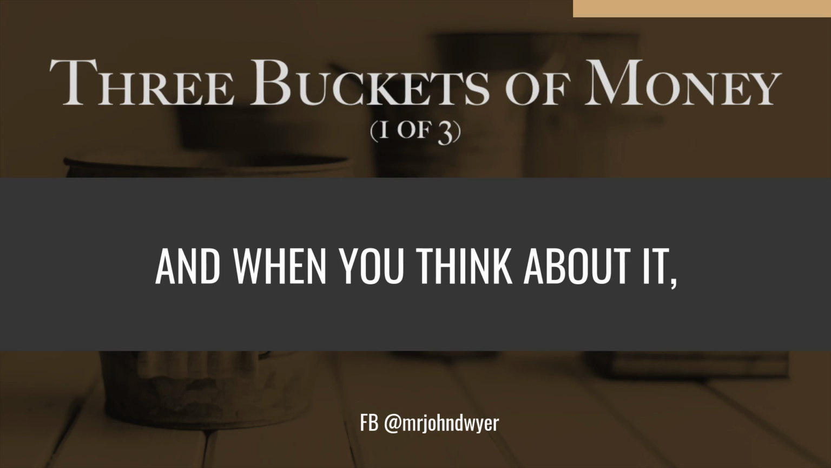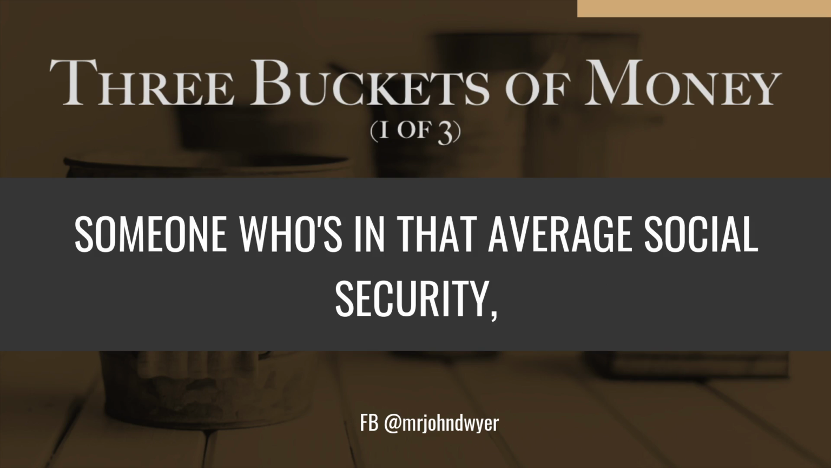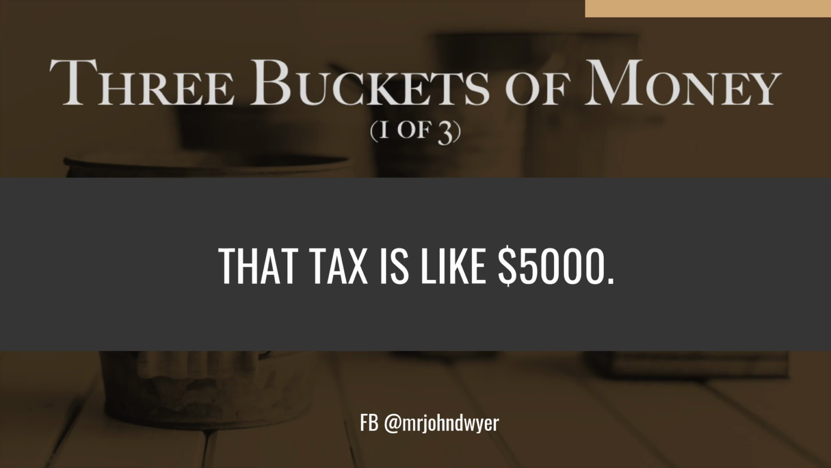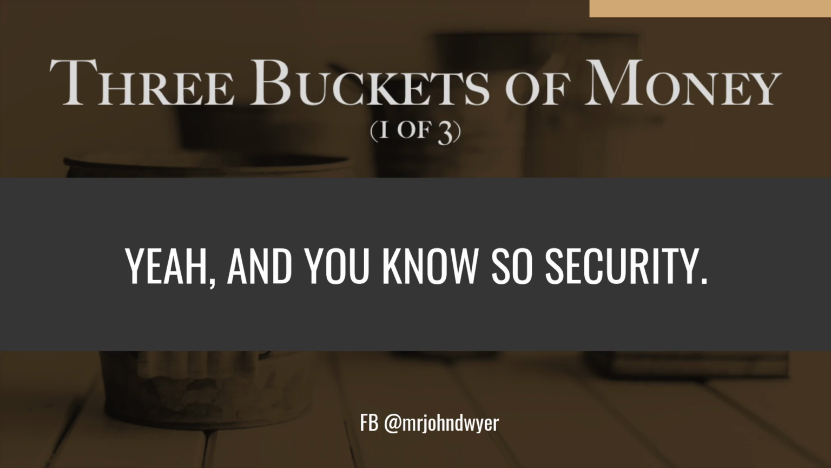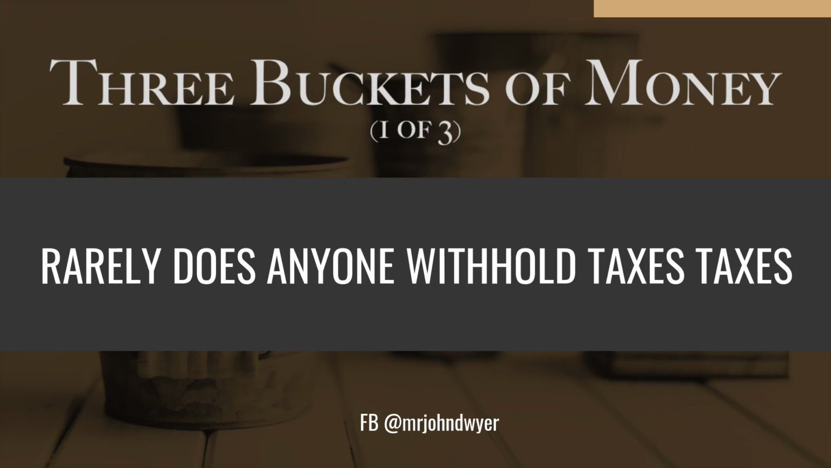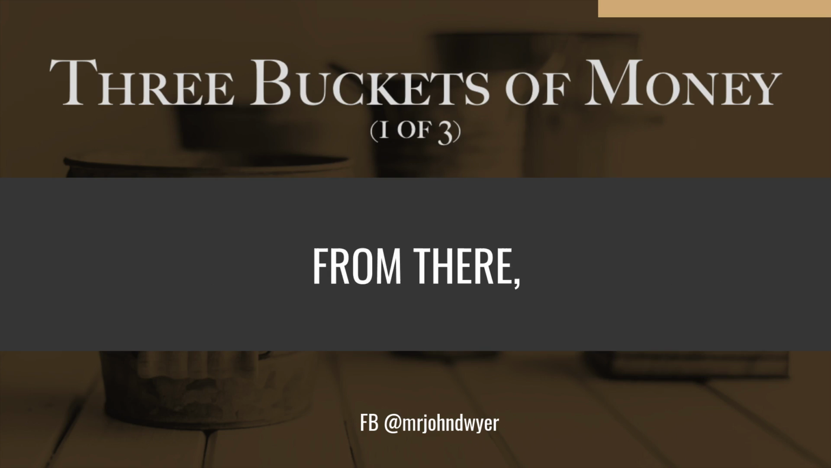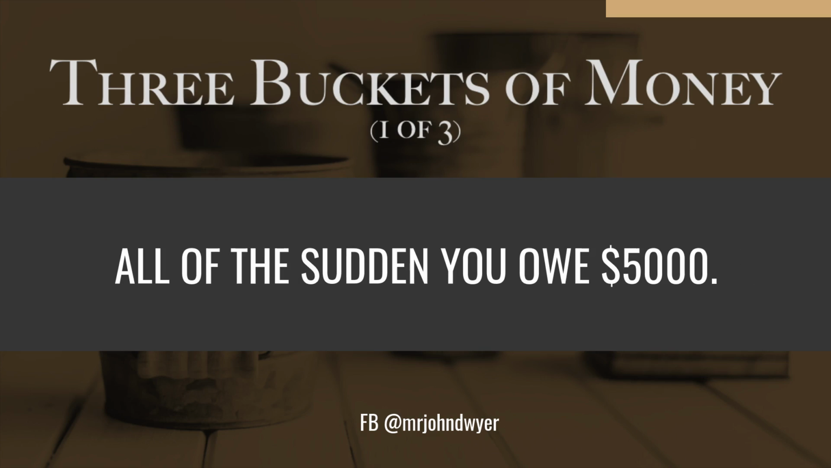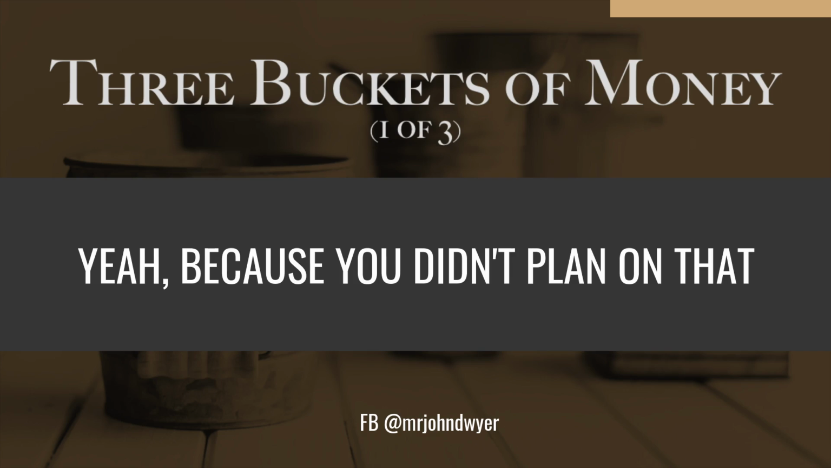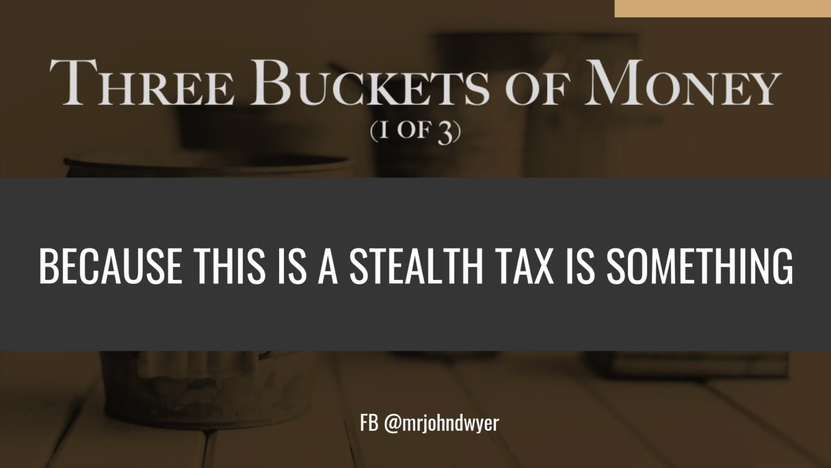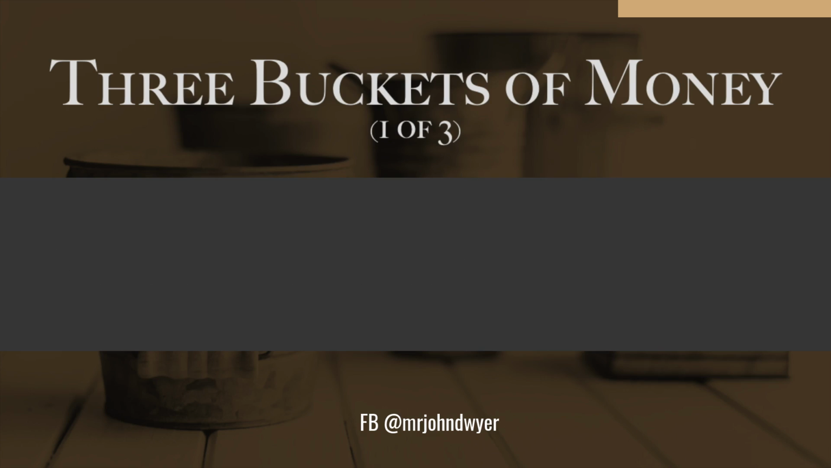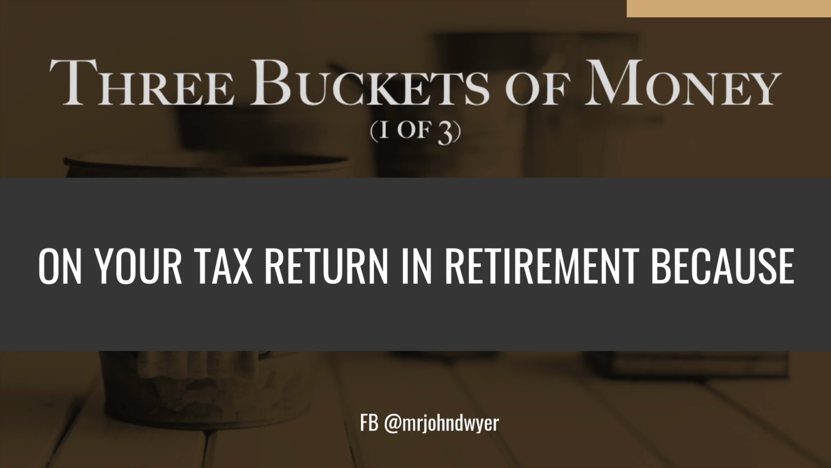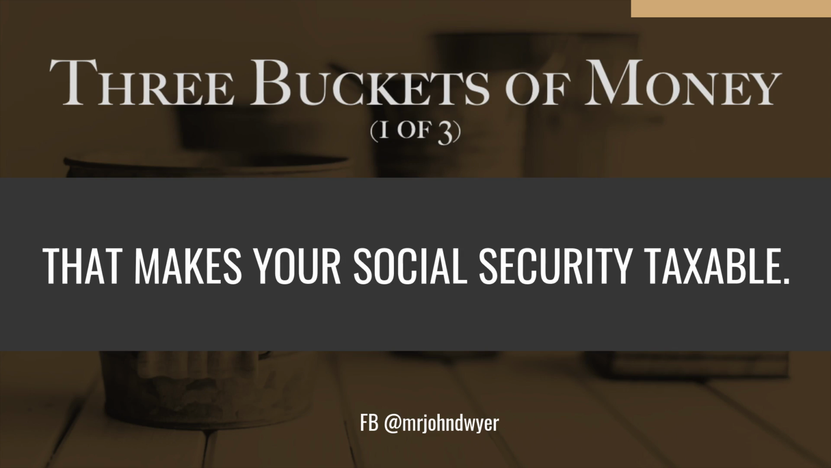Right. And when you think about it, someone who's in that average Social Security, maybe they're getting $20,000 a year from Social Security. That tax is like $5,000. Yeah. And Social Security, rarely does anyone withhold taxes from their Social Security payments. And so especially that first year this happens, it's a big surprise. Right. Because all of a sudden you owe $5,000. Yeah. Because you didn't plan on that, because this is a stealth tax. It's something that we didn't know about. And it hurts. Yeah. So you got to plan ahead, because you don't really want to have money sitting on your tax return in retirement, because that makes your Social Security taxable.